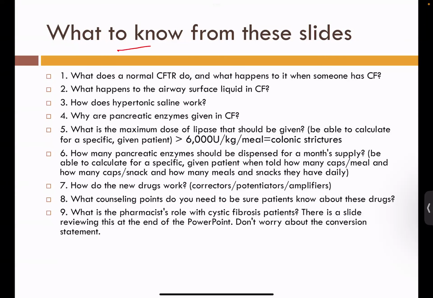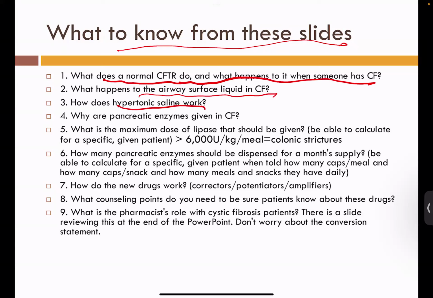So what do I want you to know from these slides? What does a normal CFTR do, and what happens to it when someone has CF? What happens to the airway surface liquid in CF? How does hypertonic saline work? Why are pancreatic enzymes given in CF? What's the maximum dose of lipase that should be given?